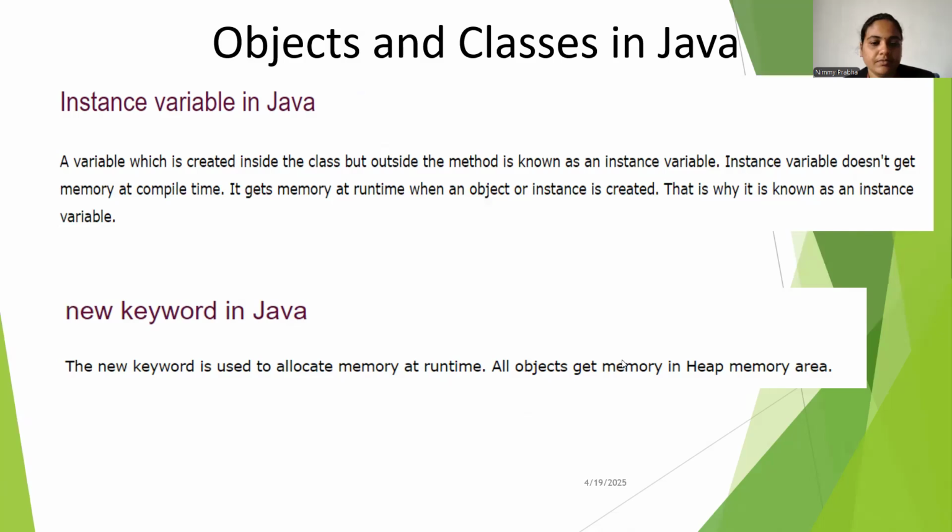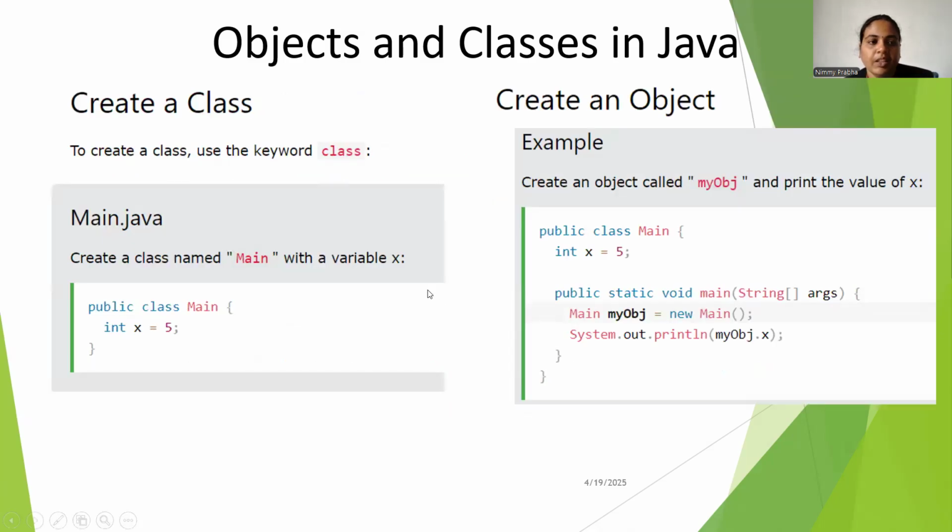So next one. How to create a class? To create a class, we should use the class keyword. That is the keyword class, public class name. Inside, we declare a variable x equal to 5. This is a program for that. Public class name, the value of x is equal to 5.